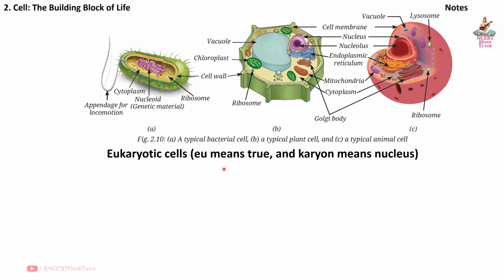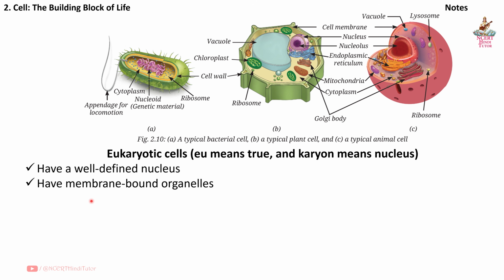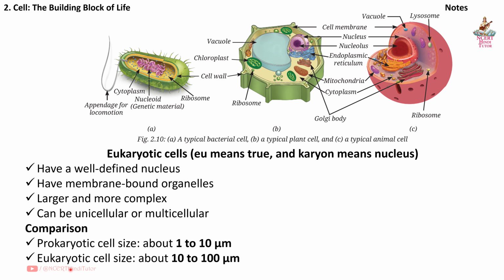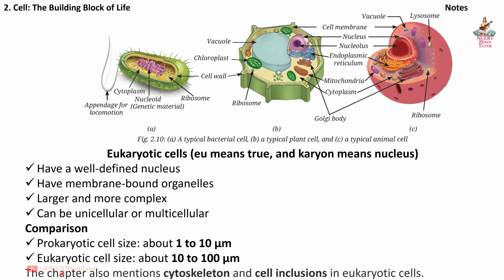Genetic material lies in a region called nucleoid, usually smaller and unicellular. Eukaryotic cells, eu means true and karyon means nucleus, have a well-defined nucleus, have membrane-bound organelles, are larger and more complex, and can be unicellular or multicellular. Comparison: prokaryotic cell size is about 1 to 10 micrometer, eukaryotic cell size is about 10 to 100 micrometer. The chapter also mentions cytoskeleton and cell inclusions in eukaryotic cells.